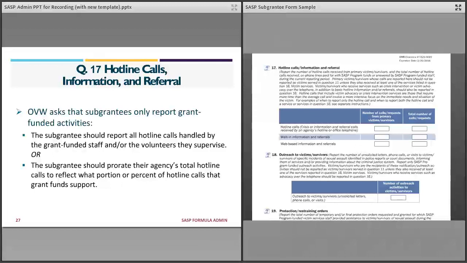If grant-funded staff are answering the hotline or supervising volunteers who answer the hotline, the subgrantee will report all hotline calls handled by grant-funded staff and or volunteers that they supervise. If grant funds are supporting a portion of the hotline budget, the subgrantee needs to prorate their agency's total hotline calls to only reflect what percentage of the budget is supported by the SASP subgrant.